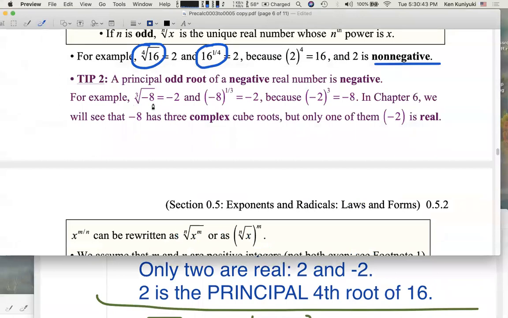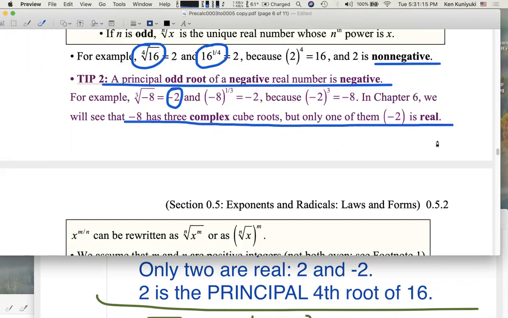Likewise, the cube root of -8 is -2. Okay, this is also written as -8, all to the 1/3. You need the parentheses here. Right? We get -2 because the cube of -2 is -8. All right, and -2, although it's negative, is at least a real number. So we can say the principal cube root of -8 is -2. A principal odd root of a negative real number is negative. -8 has 3 complex cube roots, but only one of them is real. Unfortunately, it's negative, but it's the best we can do.